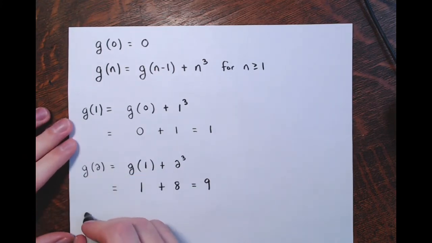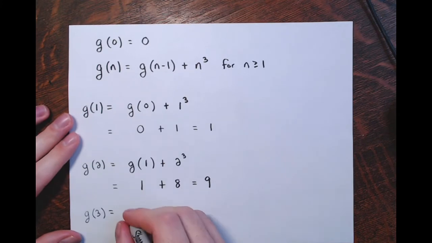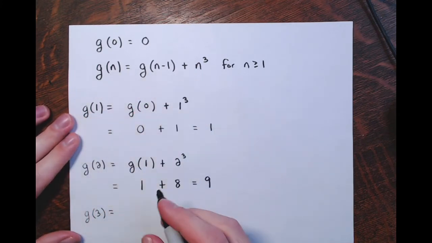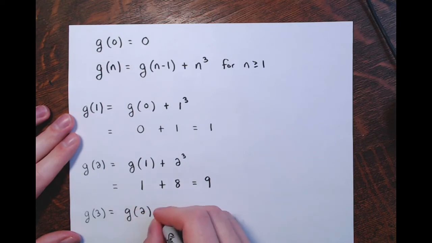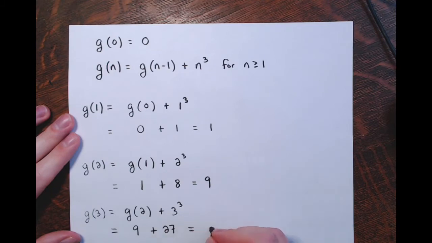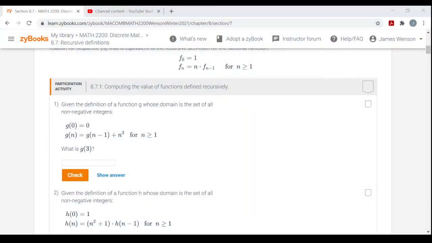And I'll do one more here, g of 3, because they're asking us for g of 3 in the activity. G of 3, just go through the rule, replace n with 3, would be g of 3 minus 1, or 2, plus 3 cubed. And we saw from the line before that g of 2 is 9, plus 3 cubed is 27, that's 36, right? And there's what they're asking for. What's the value of g at the input 3? It'd be 36.